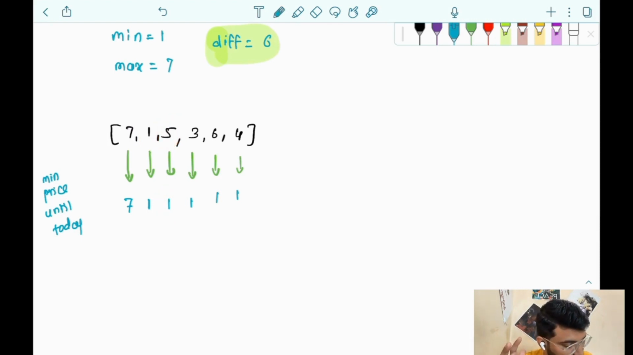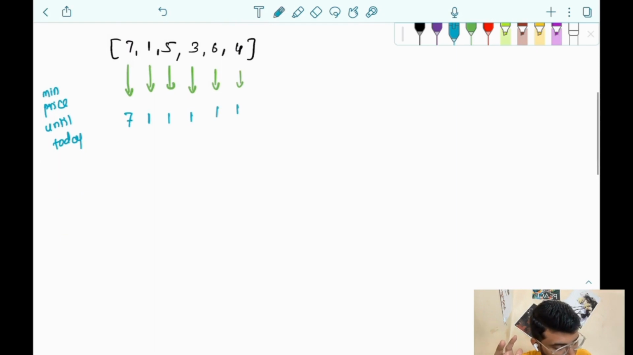Let me write this down. Today's profit. Can we say today's profit is equal to 0? Again, 1 minus 1 is 0, 5 minus 1 is 4, 3 minus 1 is 2, 6 minus 1 is 5, and 4 minus 1 is 3.